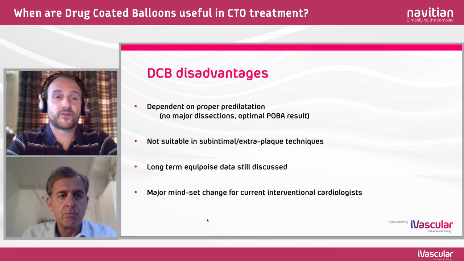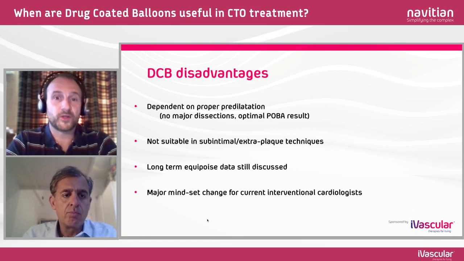On the other hand, we also have to mention the disadvantage of DCB. First of all, the crucial role of proper pre-dilatation is fundamental in order to deliver the DCB. So if we do not obtain this perfect result after pre-dilatation, meaning no major dissection and optimal result, we cannot go further with DCB and we have to switch to stent.